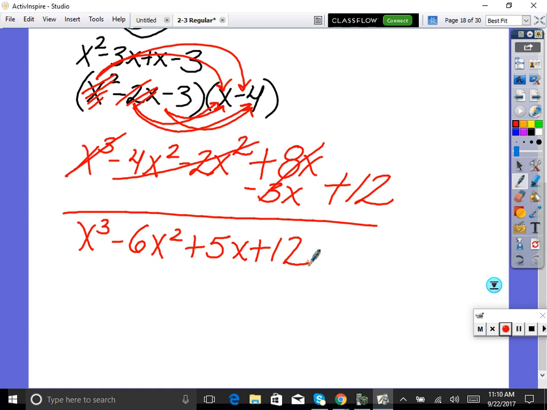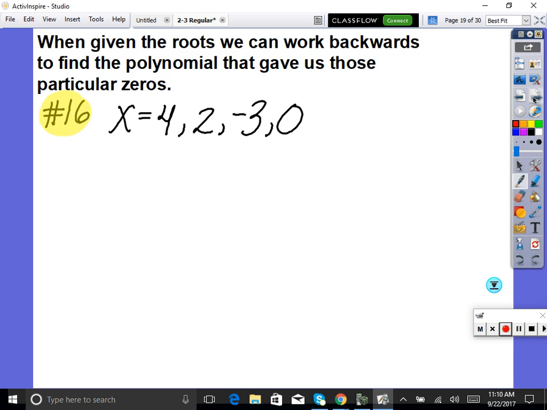Sweet. Let's do one that has a little bit more to it. All right, number 16. It says, given the zeros, what's the original polynomial? Now this has 4 solutions, so what degree is it going to be? 4. So we have x equals 4, x equals 2, x equals negative 3, and then guys, x equals 0.